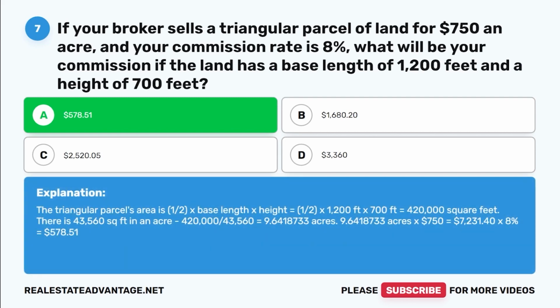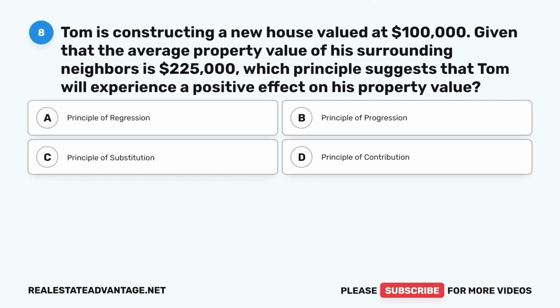$578.51. The triangular parcel's area is 1/2 times base length times height, which equals 1/2 times 1,200 feet times 700 feet, or 420,000 square feet. There are 43,560 square feet in an acre. 420,000 divided by 43,560 equals 9.6418733 acres. 9.6418733 acres times $750 equals $7,231.40, times 8% equals $578.51.